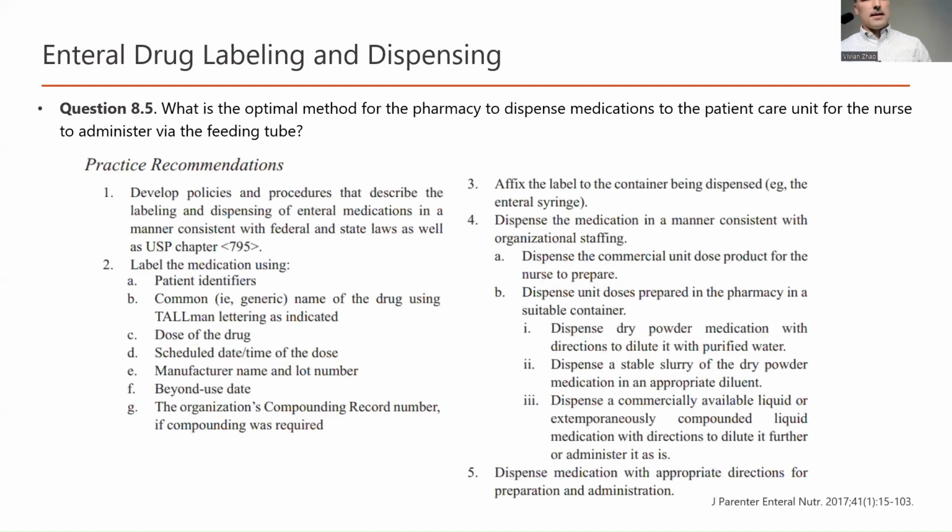As far as labeling and dispensing, I couldn't really summarize this, but when you label the medication, you want to use patient identifiers, the name of the drug using Tall Man lettering, the dose of the drug, the date and time of the dose, manufacturer and lot number, the beyond use date, using USP 797 standards. And if it's an extemporaneously compounded product, the organization's compounding record number. You want to fix the label to your syringe, and then you want to dispense the medication with appropriate directions for preparation and administration.